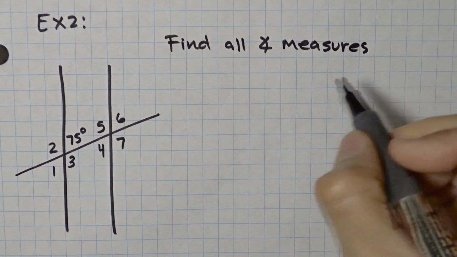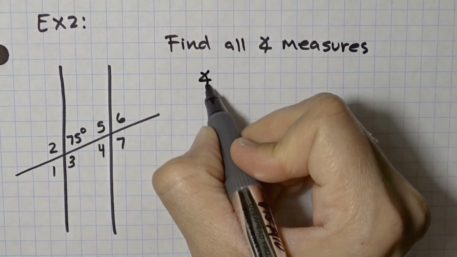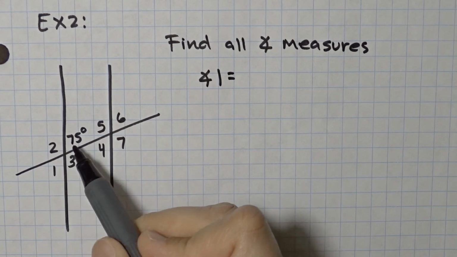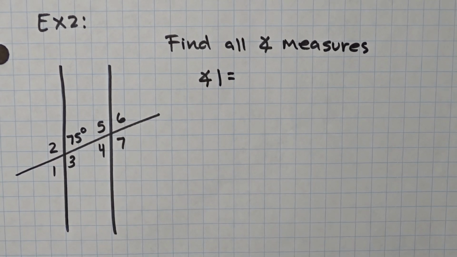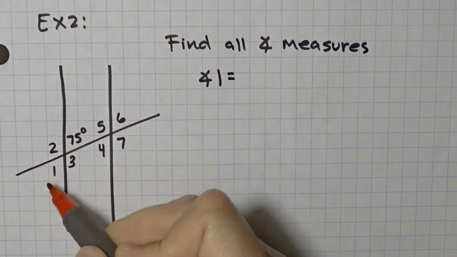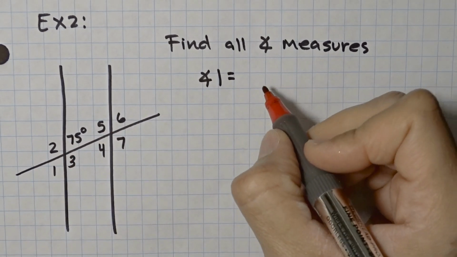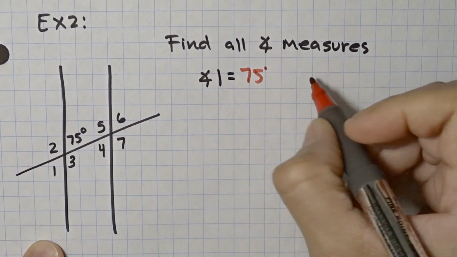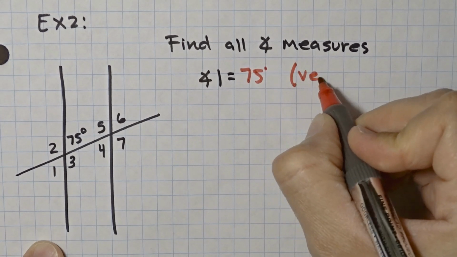All right, so we're going to start with angle 1. Angle 1 is vertical from the other side. We've discussed vertical angles before. A vertical angle is any angle opposite from two straight intersecting lines. So I have two straight intersecting lines. 75 and angle 1 are opposite of each other, so I know they are congruent. So angle 1 is 75 degrees, and I'm going to just write on here vertical angles.